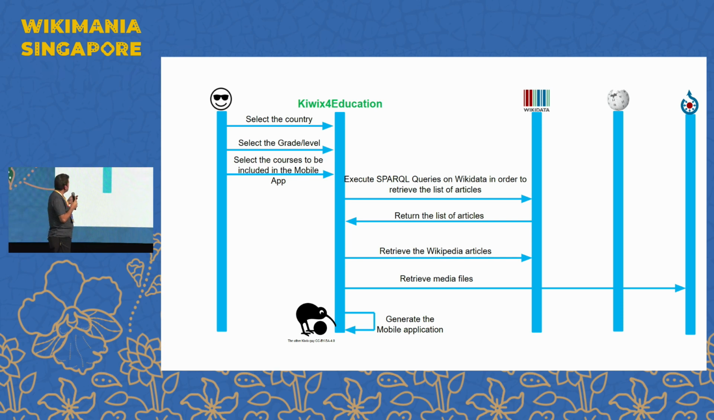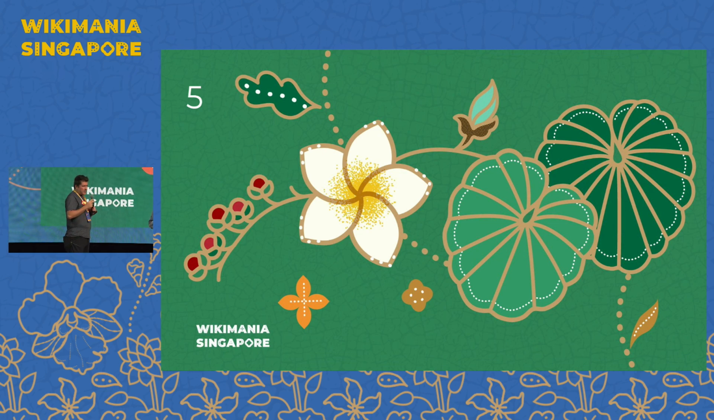The user can select the country, select the grade and the level, and select the courses to be included in the mobile app. Then the SPARQL query is retrieved and executed on Wikidata to retrieve the Wikipedia articles that are part of this course, and the mobile application is built, which can be used as a free educational resource. So basically, there are many uses that can be developed once we have this platform. For the moment, we can use the Kiwix mobile app to download the ZIM file and install it manually. Thank you very much.